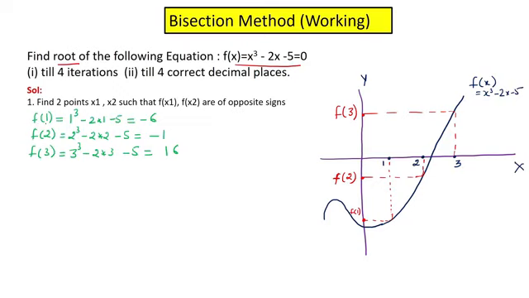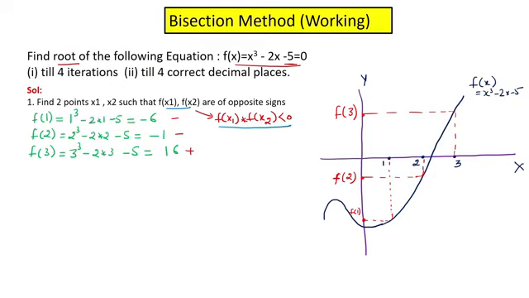So if I put 1 inside this function, I am getting 1 cube minus 2 into 1 minus 5. That is, I am using this function. So finally, I got minus 6. That is a negative value. And if I put 2 inside this function, I am getting after solving minus 1. That means again a negative value. And if I put 3, then I am getting a positive value.